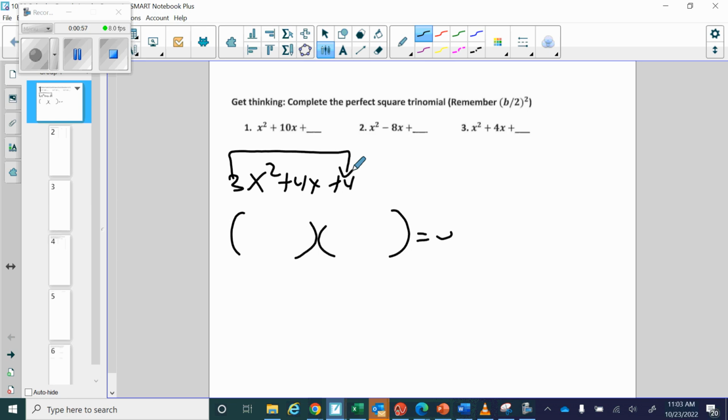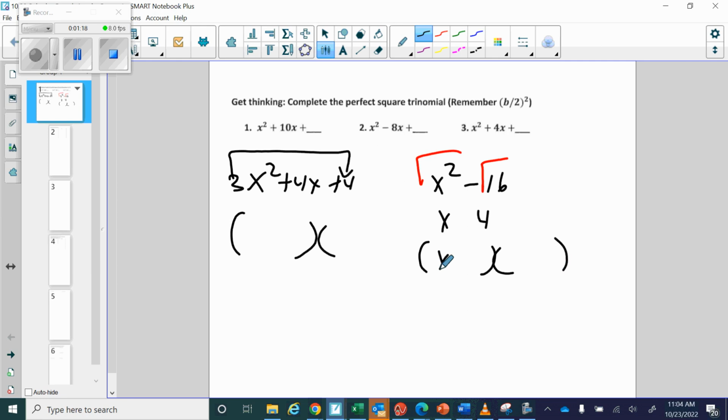We also looked at binomials. For instance, if we have a binomial, let's say x squared minus 16, we recognize that this is a difference of squares. So we took the square root of both terms, and we got x and 4. We wrote the factors, x plus 4 and x minus 4, and solved for x.